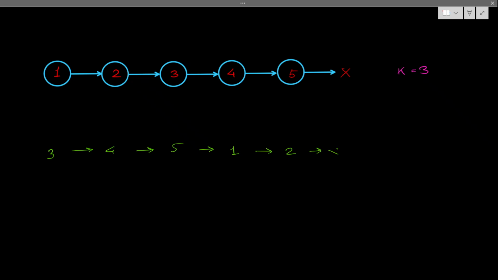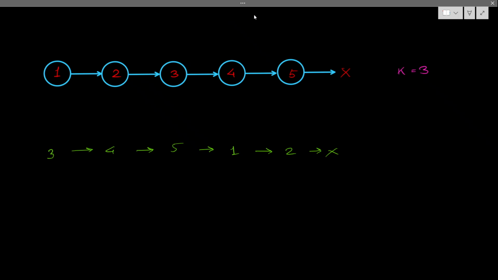Okay, if you notice, right at this moment, 5 is pointing to the null value. That is the end of the linked list. Right after my rotation, 5 will point to this 1. Right now, 1 is the head. So after my rotation, 5 will point to the head. Whatever the tail node or end node is right now, after the rotation it will always point to the head. Always. Doesn't matter that it is k equals 3.